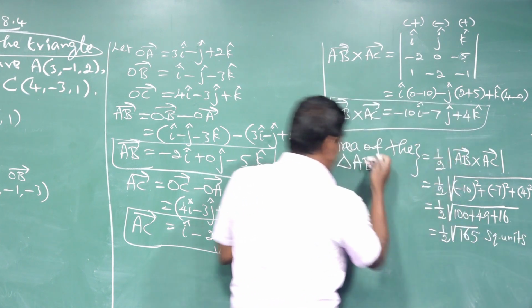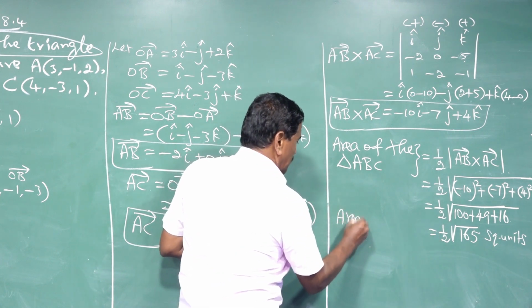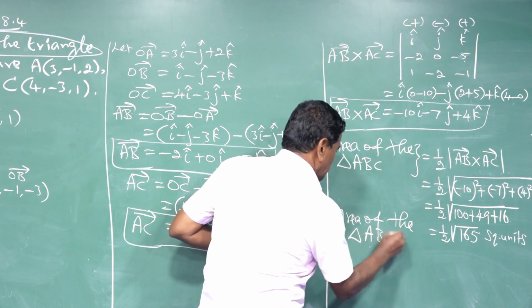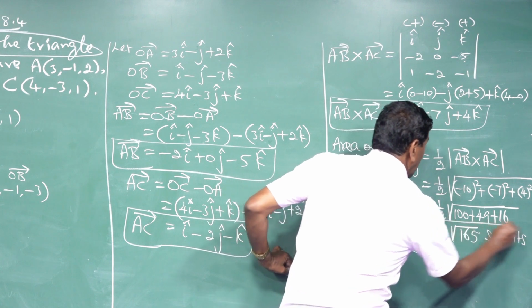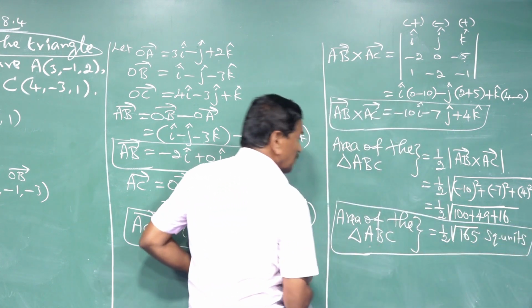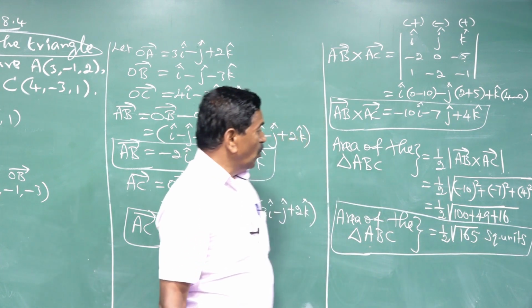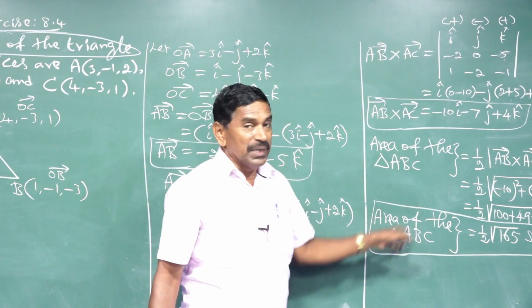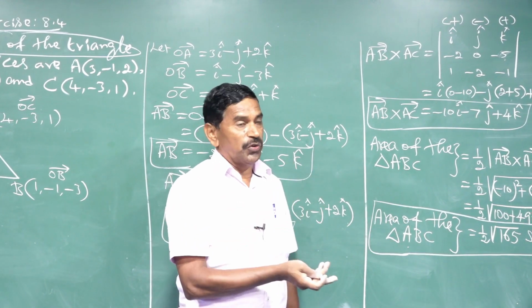Square units. The left hand side is area of the triangle ABC. Area of the triangle ABC is equal to half into square root of 165 square units. So this is the answer. Now for the sixth question, area of the triangle ABC equals half into square root of 165 square units.